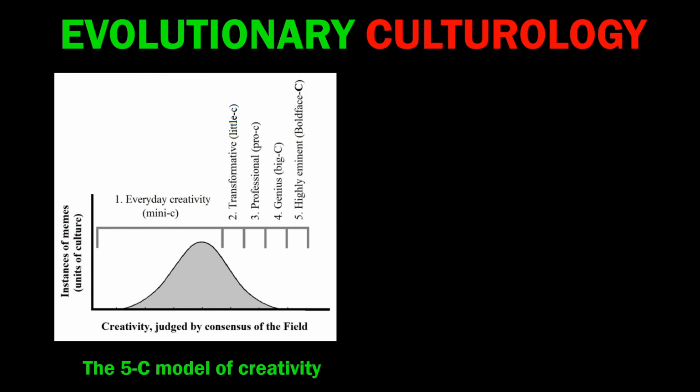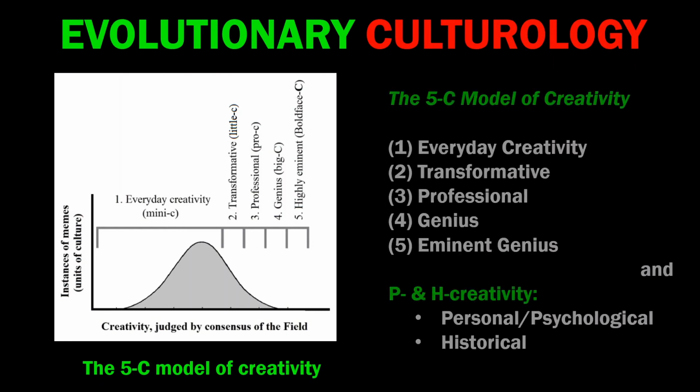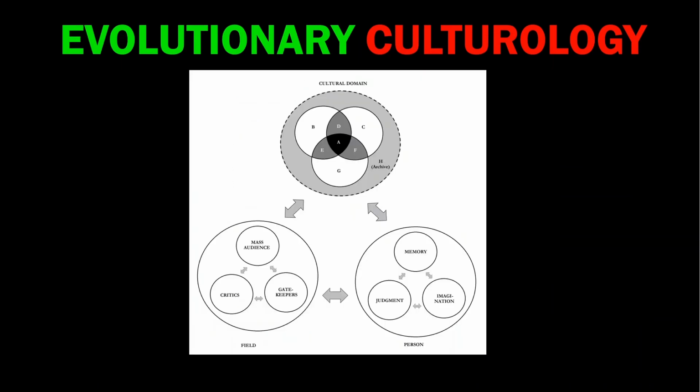And one extra way to break down units of culture is using the 5C model of creativity, whether the idea, process or product is everyday creativity, ranging through professional genius or highly eminent genius. And there's also personal and historical creativity from Margaret Boden's studies. An idea might be new to one person but not new historically, or it may be the first historical discovery or invention of that unit of culture.